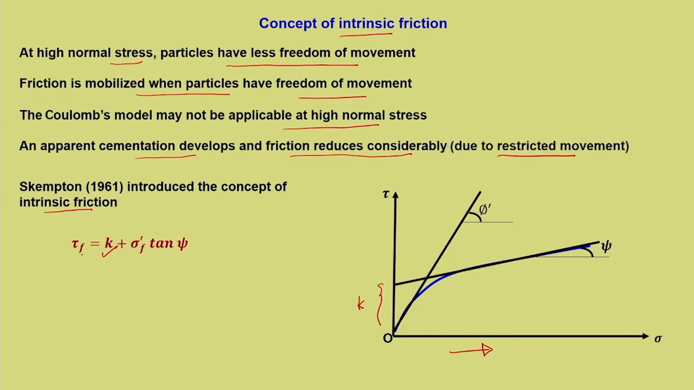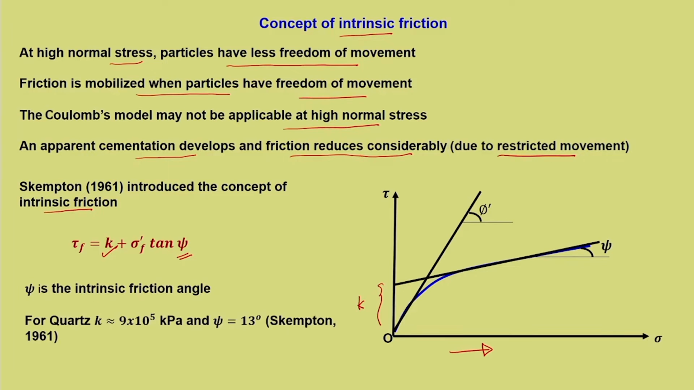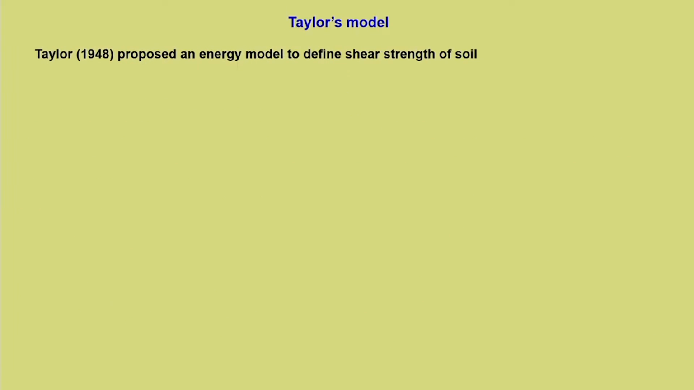So the equation is tau f equal to K plus sigma dash f tan psi, where psi is called the intrinsic friction angle. For quartz, K is found to be close to 9 into 10 raised to 5 kilopascal and psi is equal to 13 degrees as per Skempton 1961. So that is all about intrinsic friction, just to add to the discussion of dilation and the suppression of dilation.